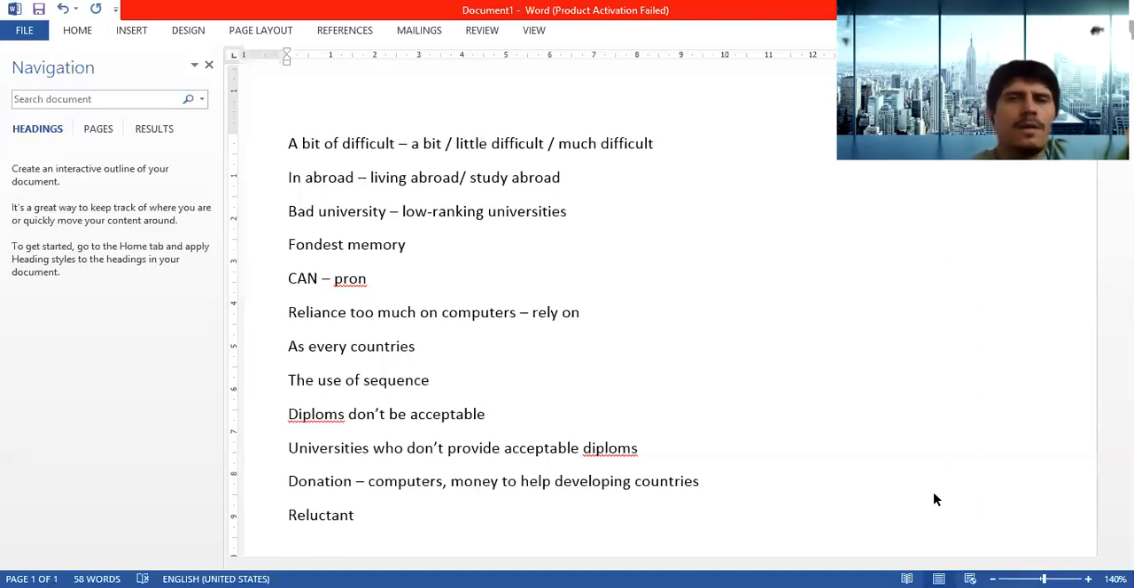Mm-hmm. Can be useful. Okay, just use your intonation. Use your intonation in a way that indicates this is the end of your speech. And also, let's have a look at some of the problems here before moving on to the other question.